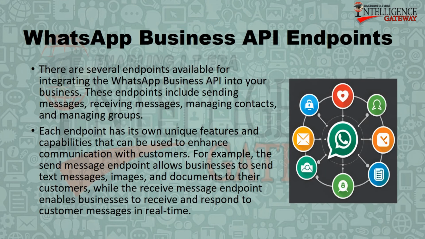WhatsApp Business API endpoints. There are several endpoints available for integrating the WhatsApp Business API into your business. These endpoints include sending messages, receiving messages, managing contacts, and managing groups. Each endpoint has its own unique features and capabilities that can be used to enhance communication with customers. For example, the Send Message endpoint allows businesses to send text messages, images, and documents to their customers, while the Receive Message endpoint enables businesses to receive and respond to customer messages in real time.